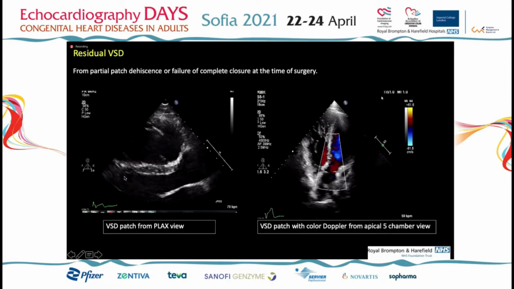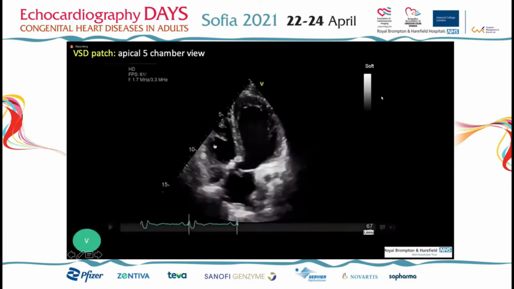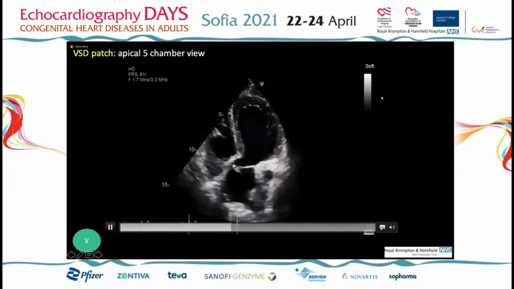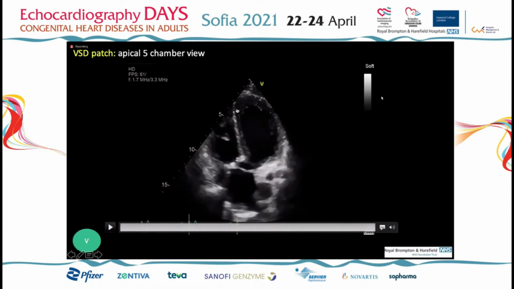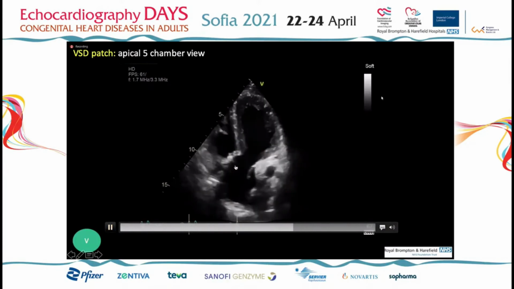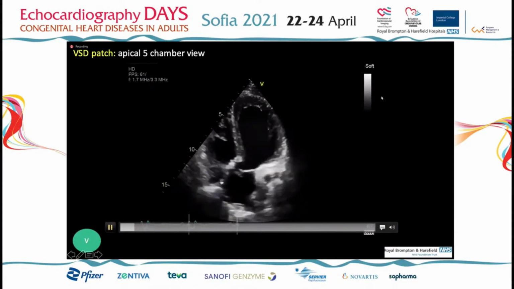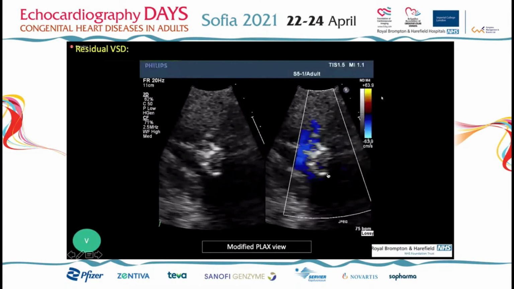And in this case, for example, we see it in the parasternal long axis, like an echo-bright structure in between the right ventricle and the aorta, well, in the LVOT, just before the aortic root. And also we can see it very well from the apical 5-chamber view, and we can put color on it to detect if there's any leak. And this is an example of how the VSD patch will look. So you can see it's distorting the shape of the VSD and it's more echo-bright, just below the level of the aortic valve, in between the LVOT and the right ventricle.